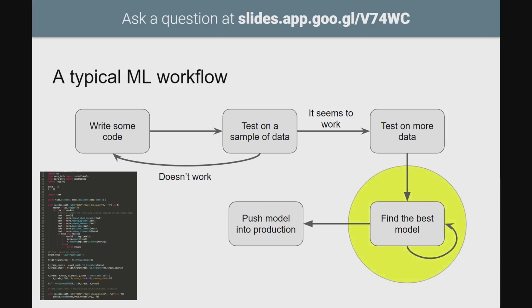So this talk is about this yellow circle. It's about how do we figure out how to manage all of our iterations. We don't really do that, right? It's an ad hoc process.